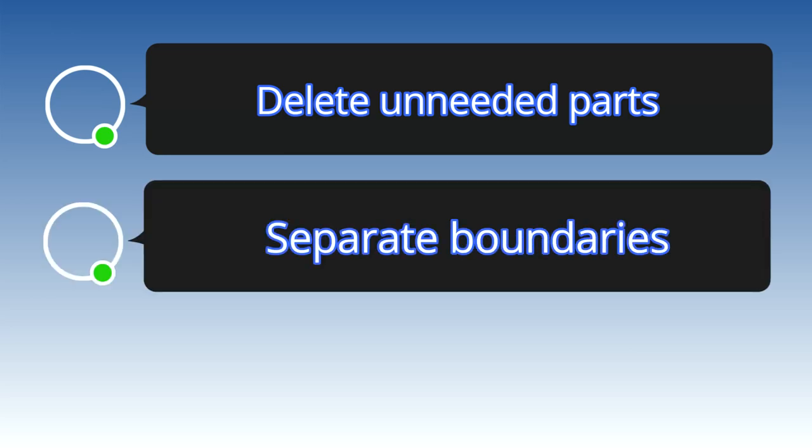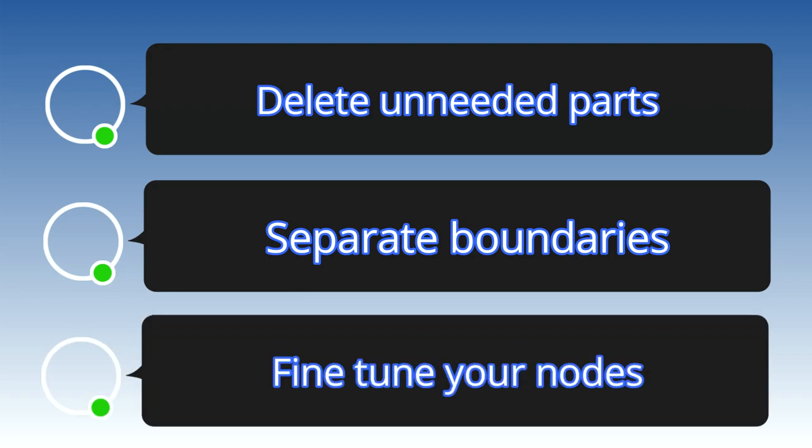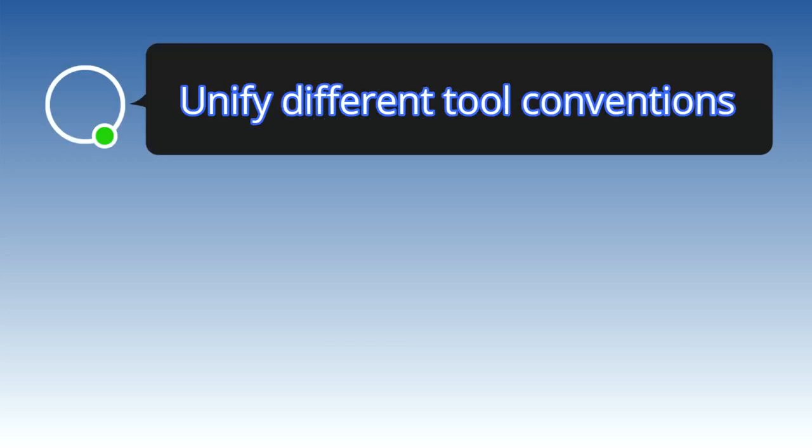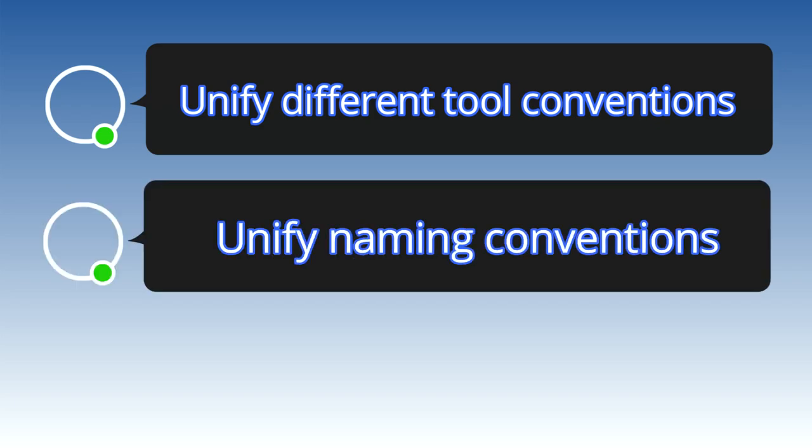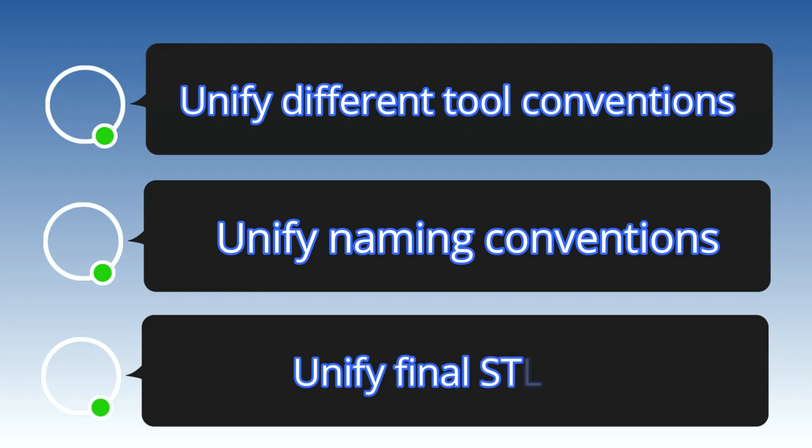In Blender, you can delete unneeded parts, you can separate the boundaries into separate surfaces, and you can delete and fine-tune your nodes. With this, you can unify different tool conventions, you can unify the tool's naming conventions, and in the end, you unify your final set of STL files. And this is a game changer, because by doing all those fine-tuning steps between geometry creation and meshing, you end up with a unified solution.